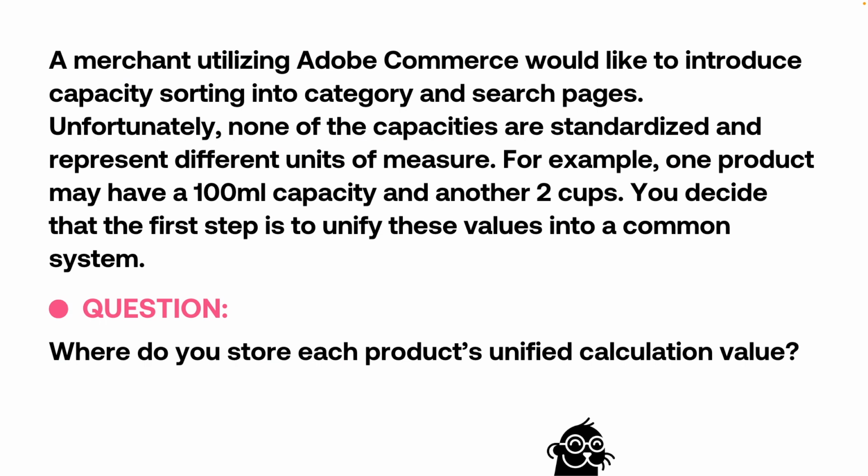So continuing on, none of these capacities are standardized and represent different units of measure. Oh, isn't that normal? For example, one product may have a 100 milliliter capacity and another 2 cups. You decide that the first step is to unify these values into a common system. Where do you store each product's unified calculation value?